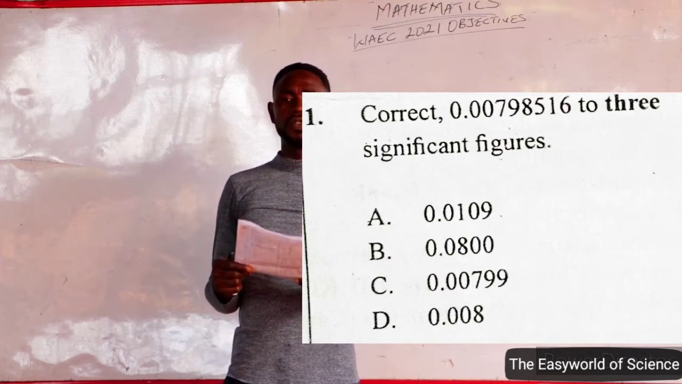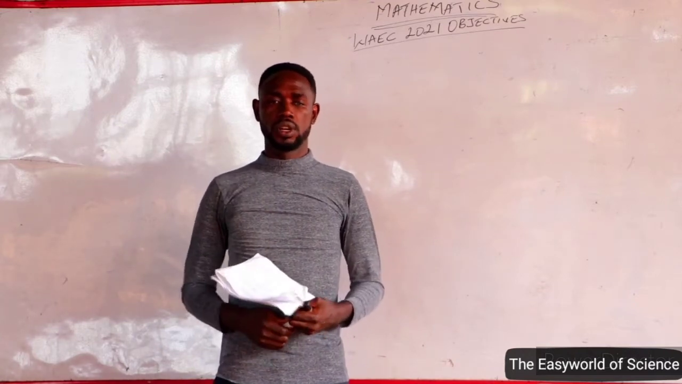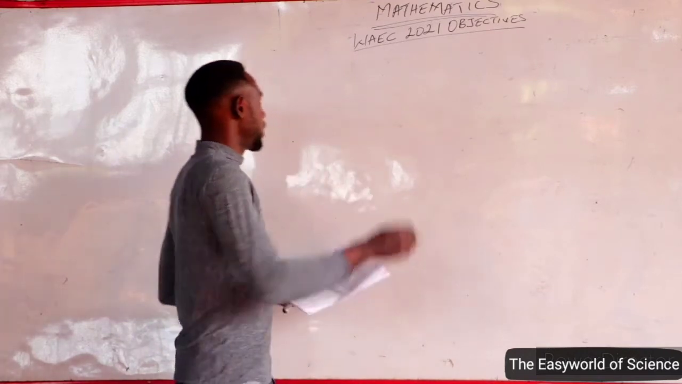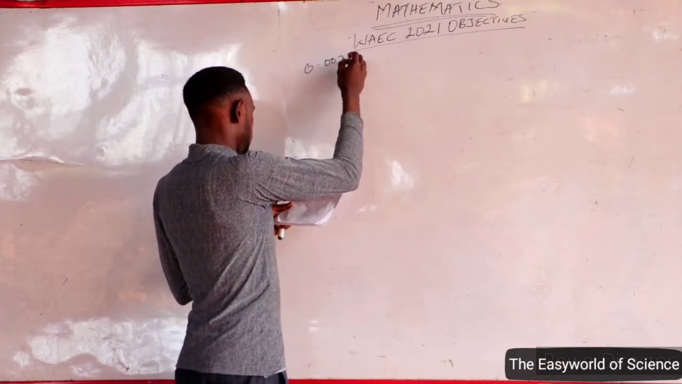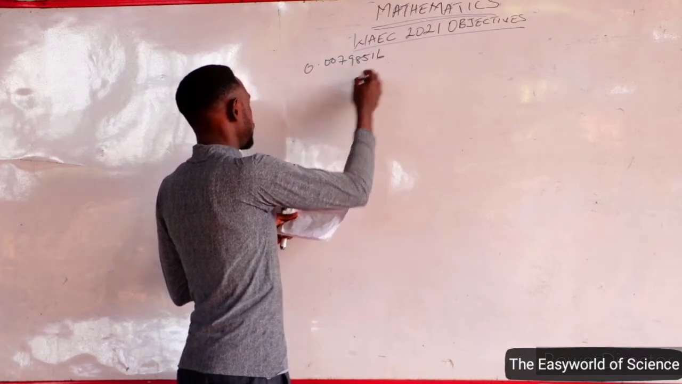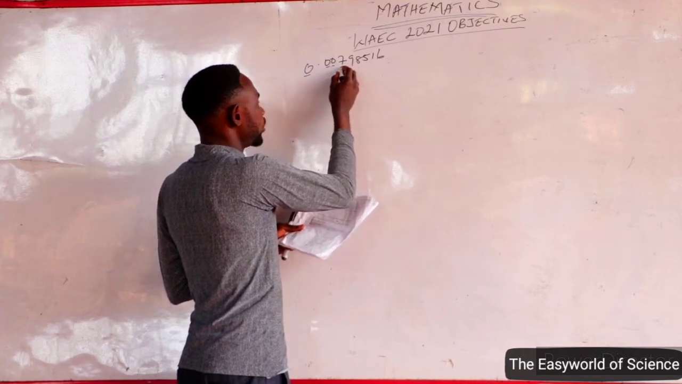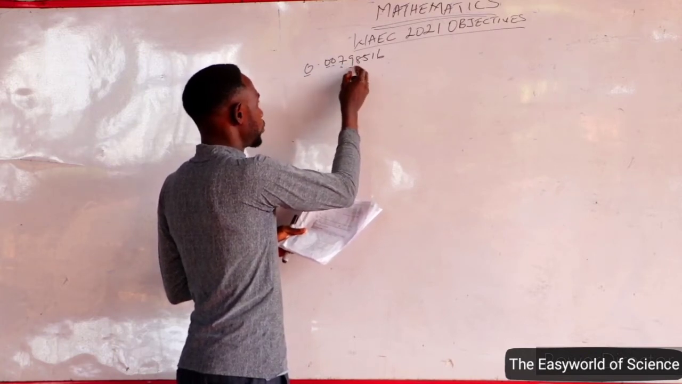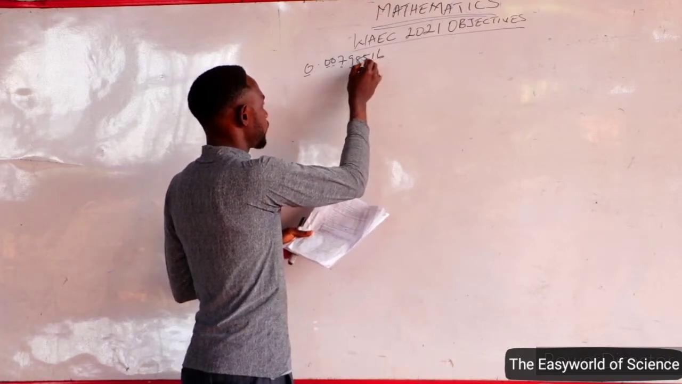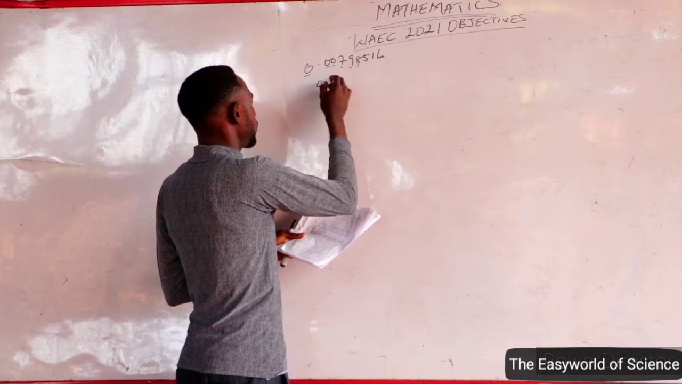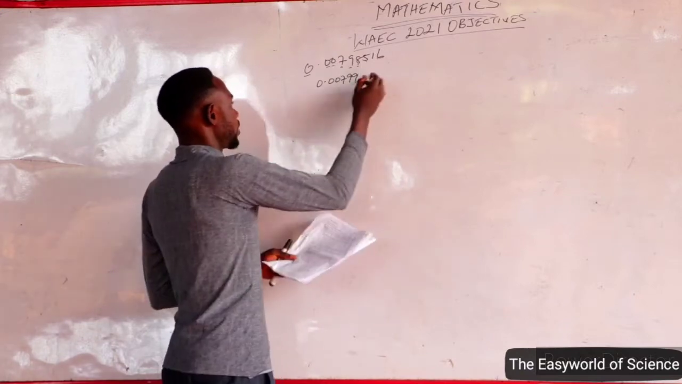Correct 0.00798516 to 3 significant figures. When we talk about significant figures, we are talking about figures that are from 1 upward, so 0 is an insignificant figure. So the number we are asked to correct is 0.00798516. Here, this 0 is insignificant, this is 0, this is 0. So we start from here. This is the first significant number, then 2, 3. Then the number next to it is up to half of 10, which is 5, so you round this 9 up. So the correct answer should be 0.0799, which is option C.